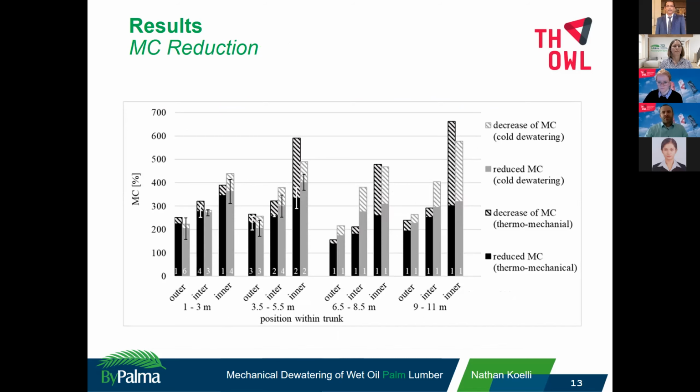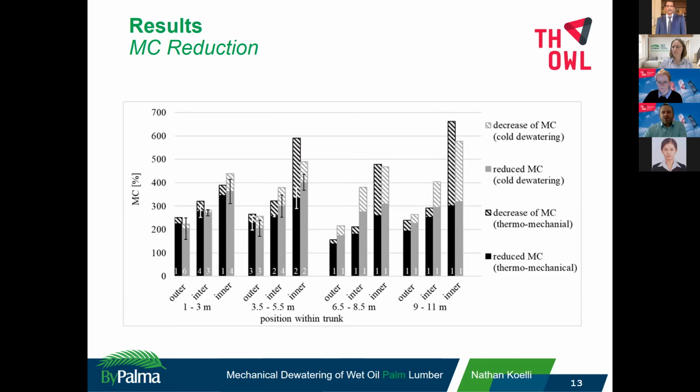So we now see a graph of the moisture content reduction. The y-axis shows the moisture content and the x-axis shows the different boards' position within the trunk. We always see outer, inter, and inner boards for each trunk part. On the left side, there is trunk part number 1 from the bottom, from 1 to 3 meter trunk height. And on the right side, there is trunk part number 4 from the top part of the palm from 9 to 11 meter trunk height. And the two other trunk parts are in between.